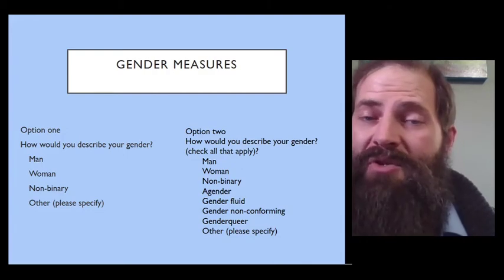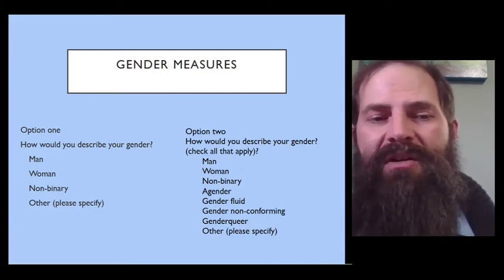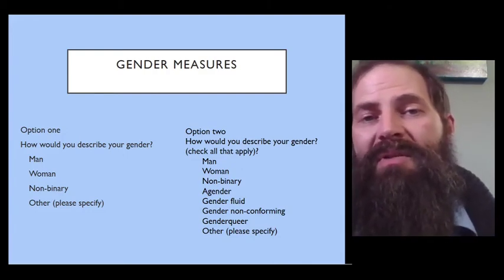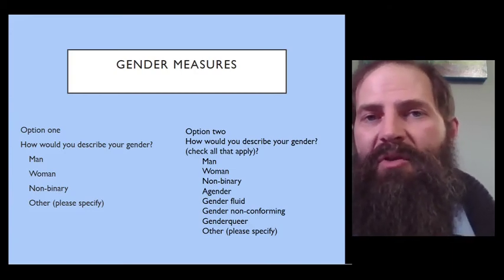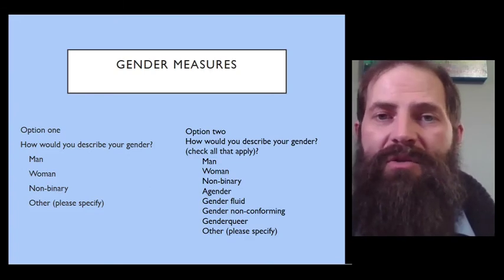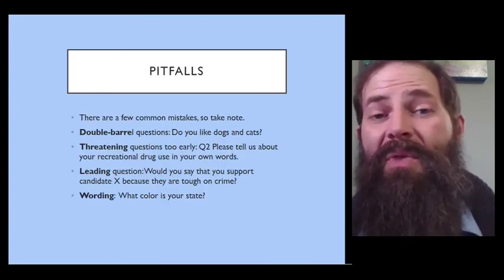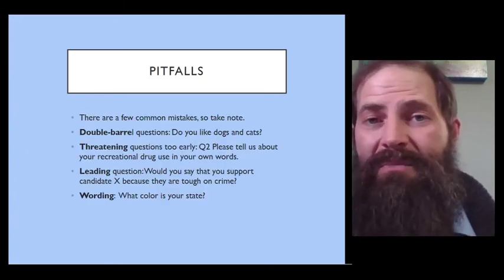But I use the option 1 measure if I am going to measure gender, just because for my purposes, in the rare instance that I would need a gender measure, I'm going to go for the simpler measure because I'm not doing gender research. So there you go. Those are ways that we measure demographics.